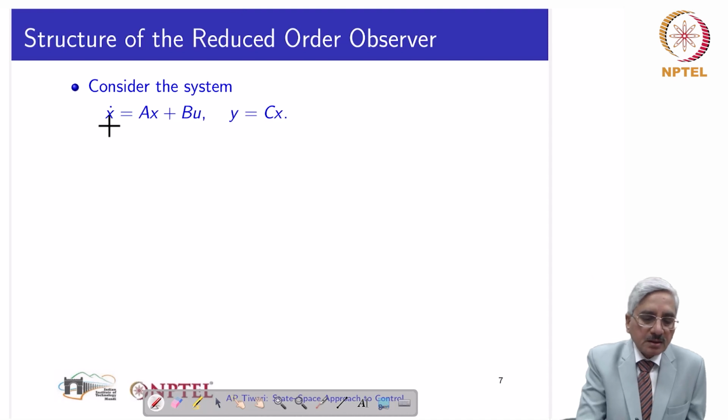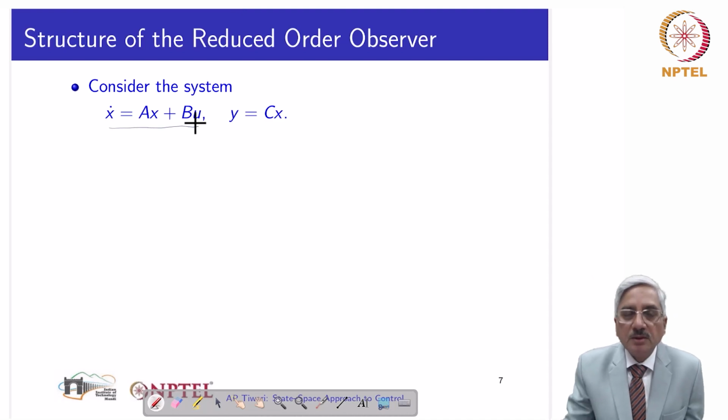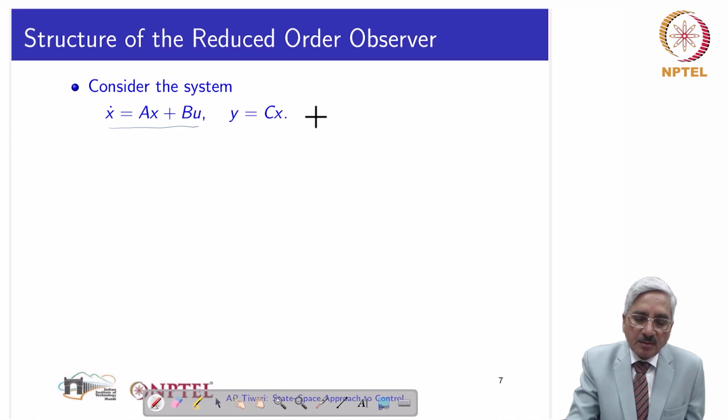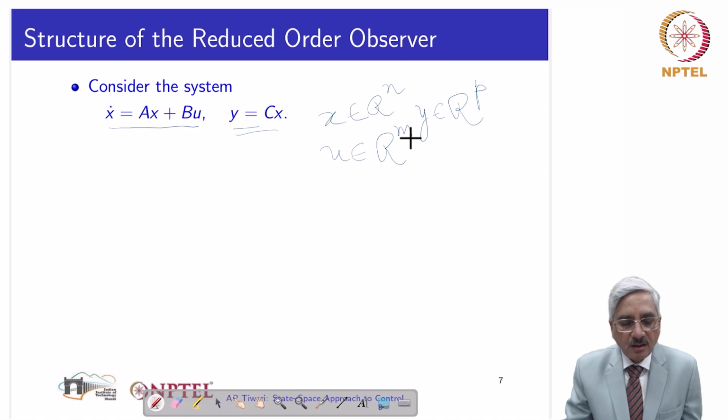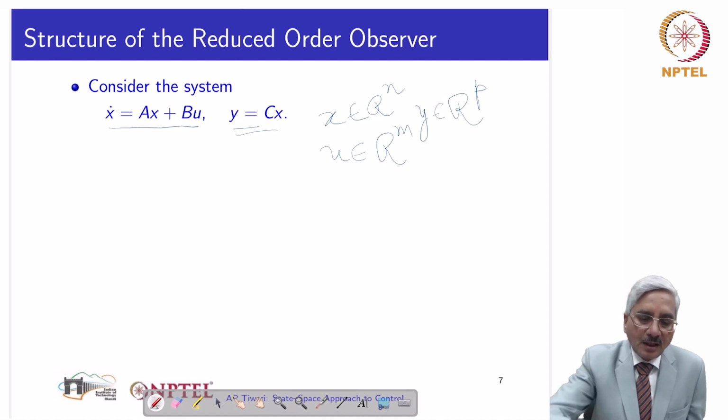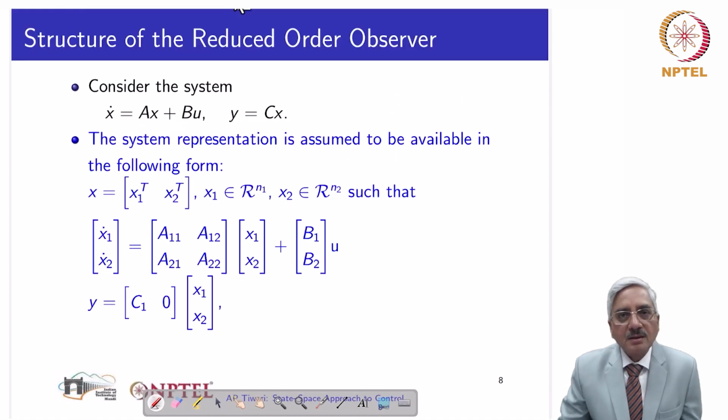We have the same system, x dot equal to Ax plus Bu, a system of order n. The number of outputs is p, and the number of inputs is of course m. We have this system, as before, we considered this in case of full order observer also.